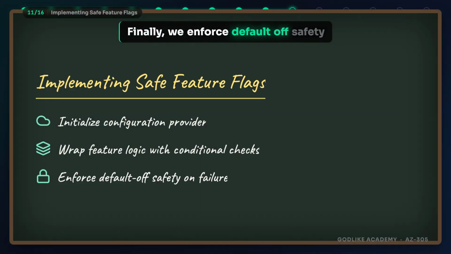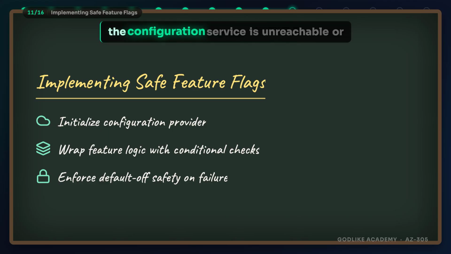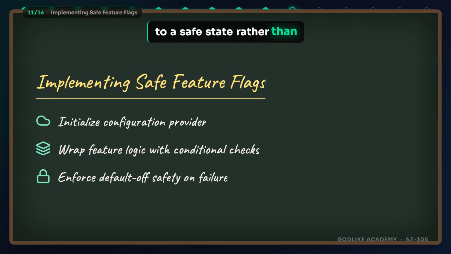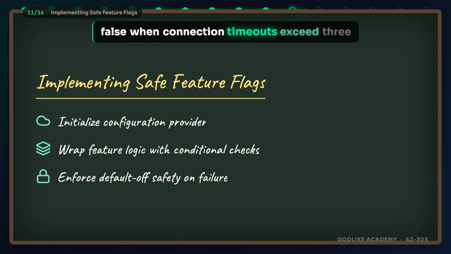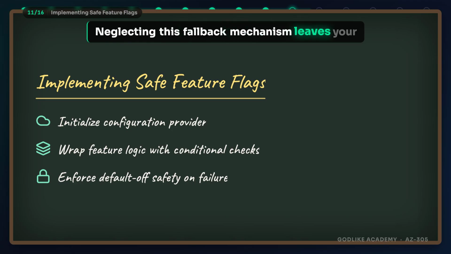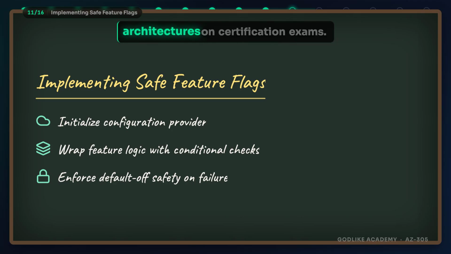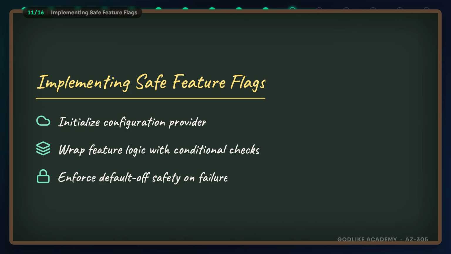Finally, we enforce default-off safety on failure. This critical step ensures that if the configuration service is unreachable or throws an error, the application defaults to a safe state rather than exposing untested code or crashing. You will implement this by returning false when connection timeouts exceed 3 seconds. Neglecting this fallback mechanism leaves your system vulnerable to cascading failures and violates compliance requirements for high-availability architectures on certification exams.